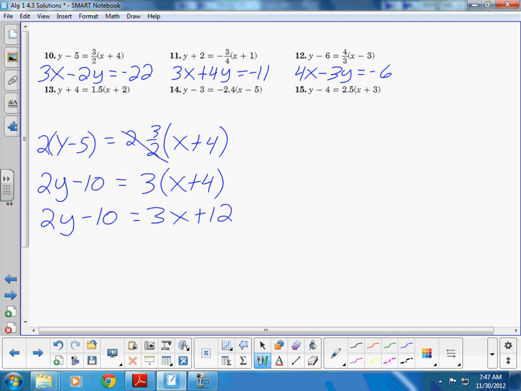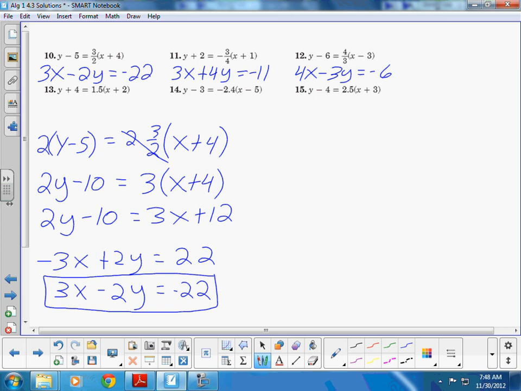I'm going to subtract the 3x and add the 10 to both sides. So I have a negative 3x plus 2y is equal to 22. But I have a negative 3x, remember, so I'm going to multiply everything by a negative. That's going to give me 3x minus 2y equals a negative 22.